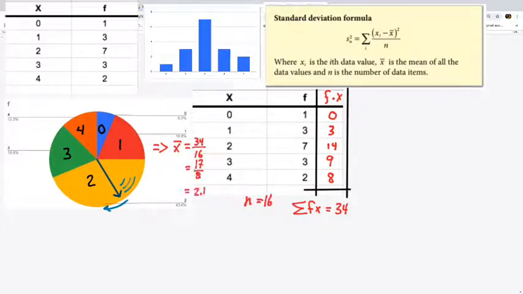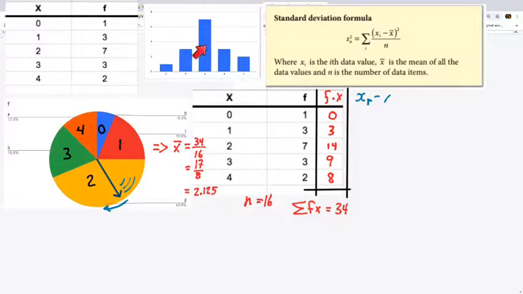First thing we have to do is recognize that in a frequency distribution table, the outcome of 0 happened once, which means there's a total of 0 added to our outcomes. The outcome of 1 happened 3 times. The outcome of 2 happened 7 times, so there's 14 added to our outcomes. The outcome of 3 happened 3 times for 9, and 4 happened twice for 8. So 34 is the sum total of all the numbers that were added up after we spun the wheel 16 times, which means the average number when I spin the wheel is going to be 2 1/8, or 2.125.